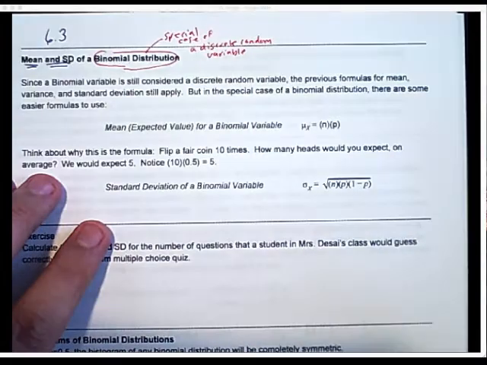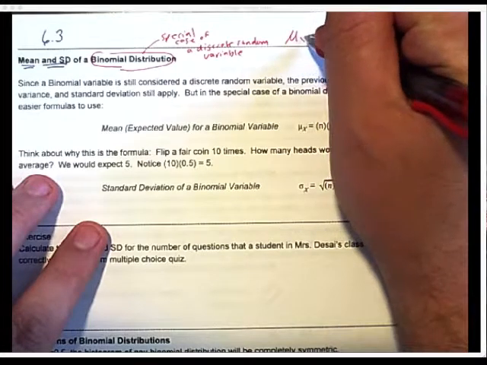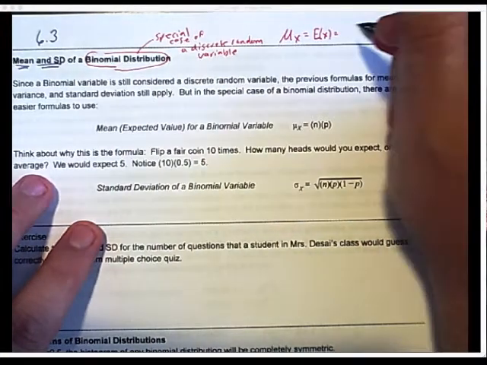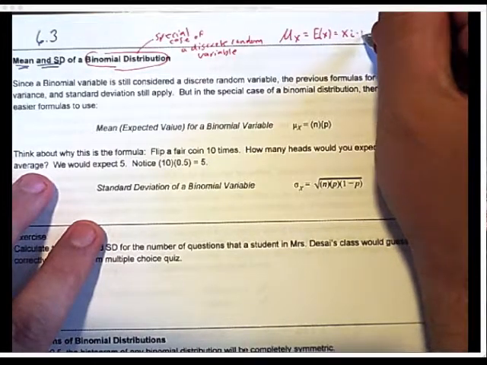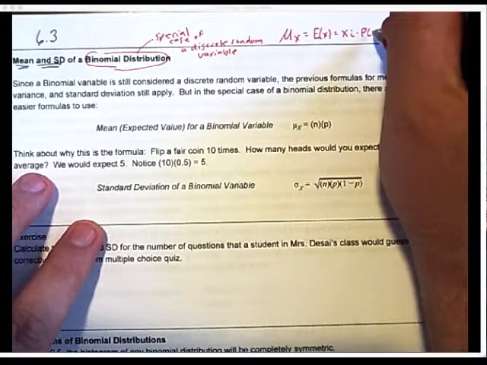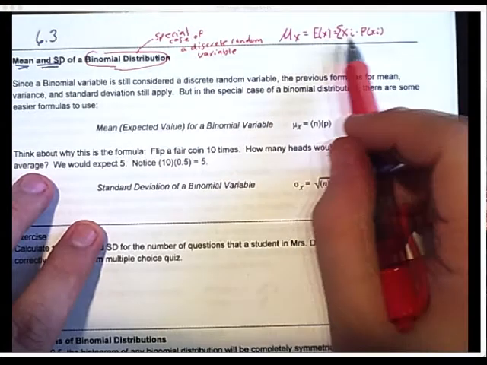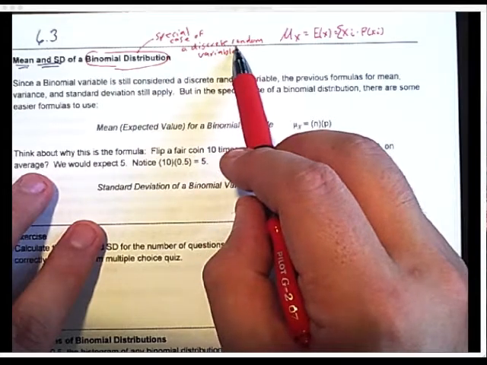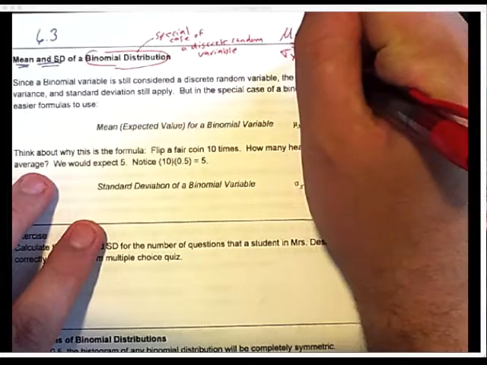Okay, well, what we said before was, to find the mean, also called the expected value, you just take the individual values times the probabilities, and then you sum them. Now, this formula will still work for a binomial because a binomial is a discrete random variable. And we saw this more complicated formula for how to find the variance.